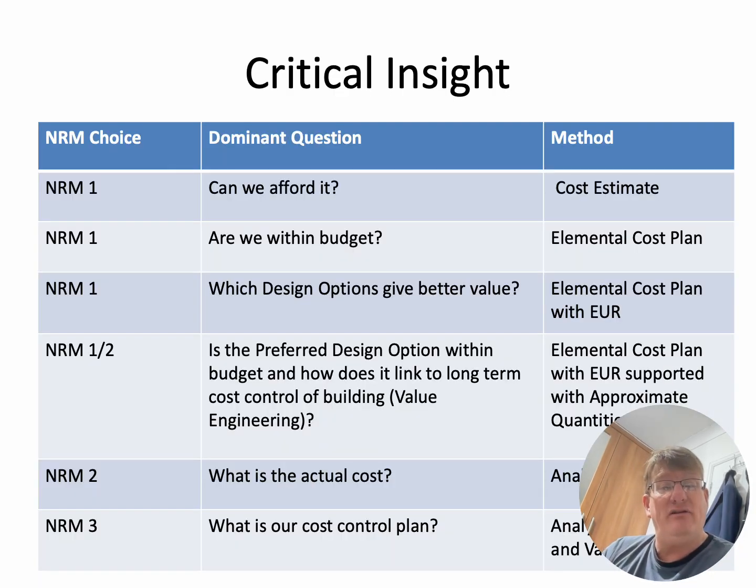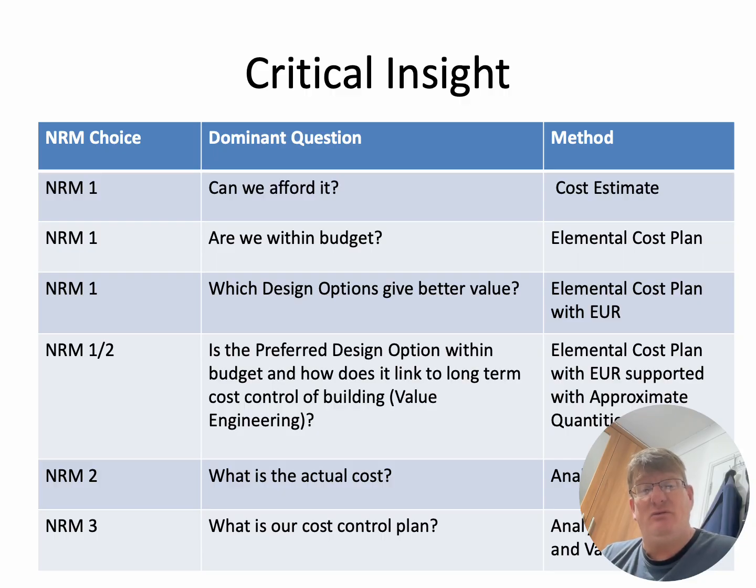You know, NRM1, can we afford it? The method I would use to determine can we afford it is probably a cost estimate at the beginning. Is it feasible? Okay, NRM1, are we within budget? Let's check our budget. Elemental cost plan is a really good tool for that to devise a budget.